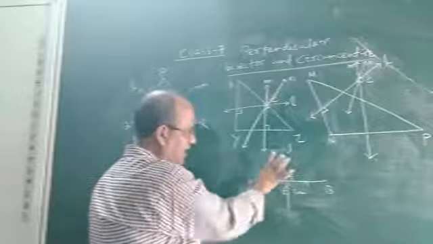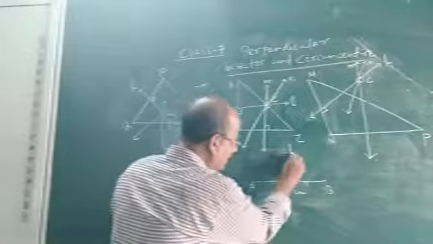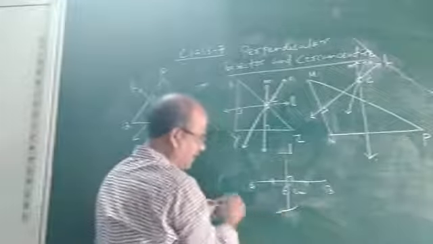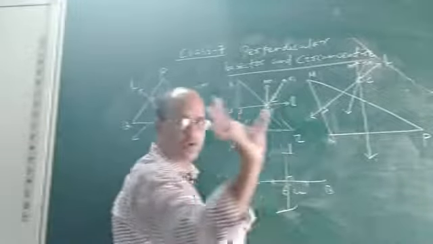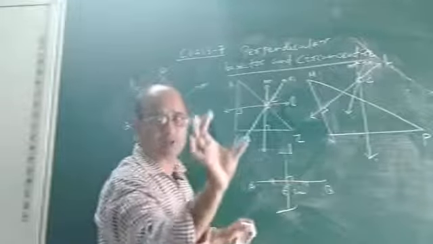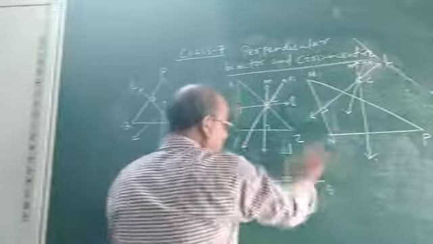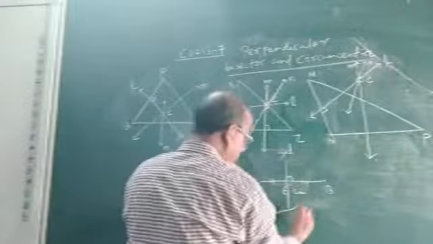Keep the compass at A, take more than half, and cut an arc. You see, I am cutting an arc. And the same arc you cut downward. Now don't change the compass setting. Without changing it, bring the compass to the end point B and again cut the same arc. You see, suppose this is my arc.